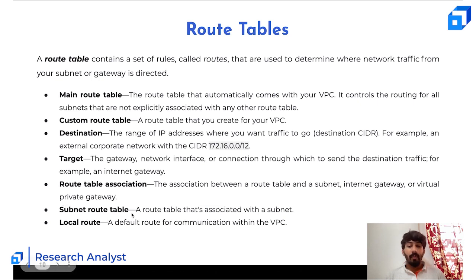And then subnet route table, a route table that's associated with a subnet. When you associate a route table to a subnet, that would be called a subnet route table. And there is something called a local route, a default route for communication within the VPC. Within the VPC, you can provide the IP address range of the VPC and connect it to the VPC. That would be for all communication which is happening within the VPC.